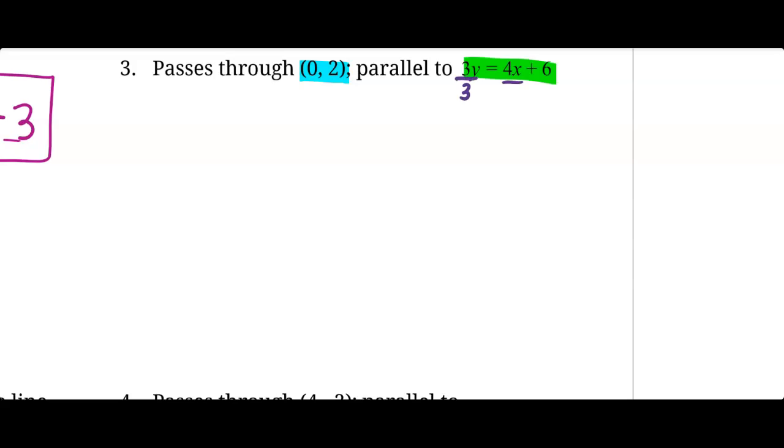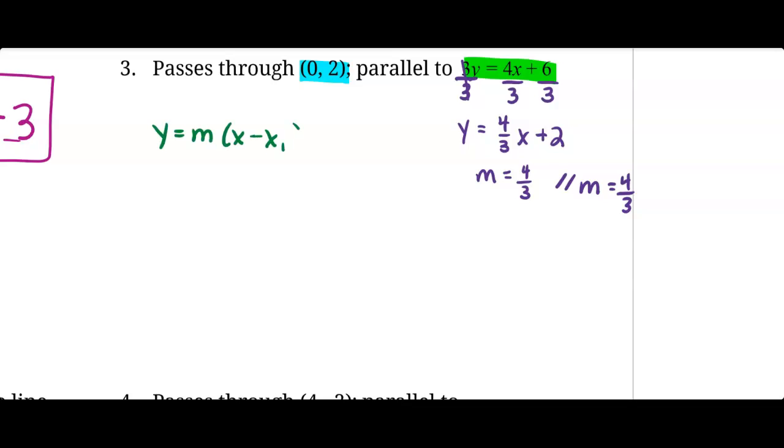So the first thing we need to do is divide everything by 3 so that we can get this in y equals form to see what our slope is. So when we do that, we see that our slope is 4/3. So since our slope is 4/3, that means the parallel slope also is 4/3. So then we're going to, just like before, plug into our point-slope form. So that gives us y equals 4/3 times x minus 0 plus 2.